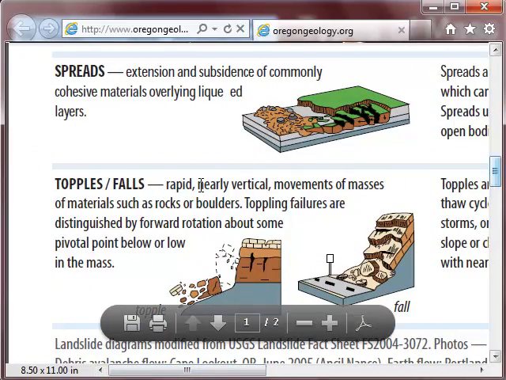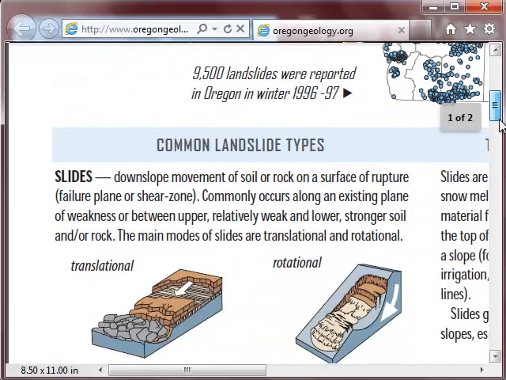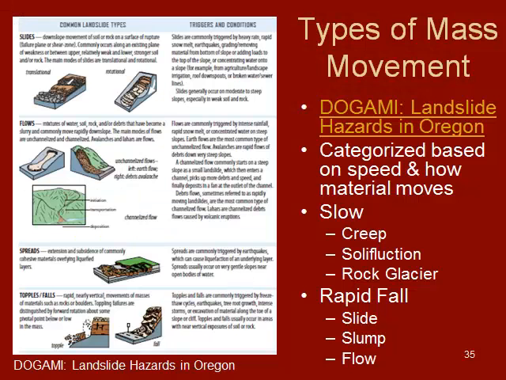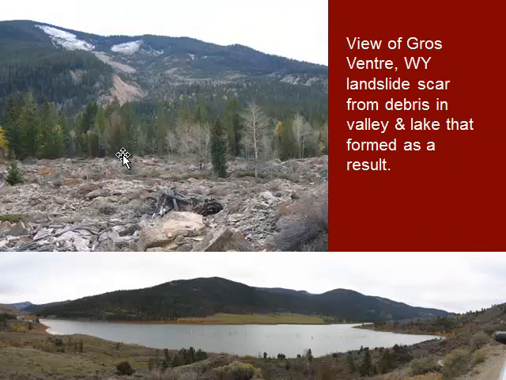Basically, you're going to be looking at falls, flows, and slides as the three major categories, and then the size of the particle, debris or mud flow, are your two categories. And then some more examples here. You can see a slide in this picture, a mud flow in this one, or a debris flow in this picture here, and then one of these slumps in Turkey, and then an example of a flow that occurred in Wyoming.